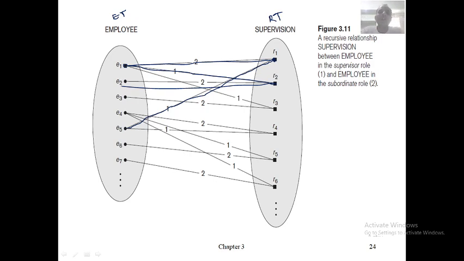It is a relationship between the supervisor role and the employee in the subordinate role. He is the supervisor and is supervising particular employees. Got it? Only one entity type will be there in this. The same entity type is participating in the relationship type. Such a thing is called a recursive relationship type. Got it?